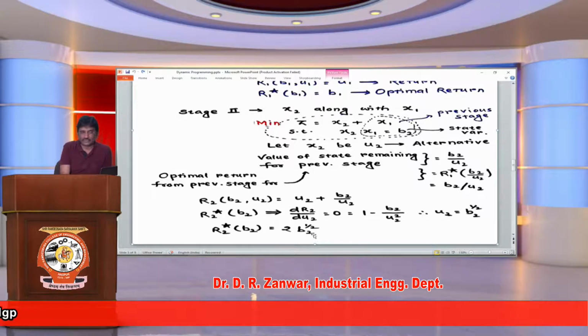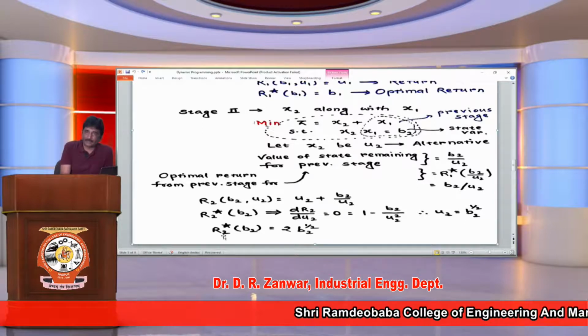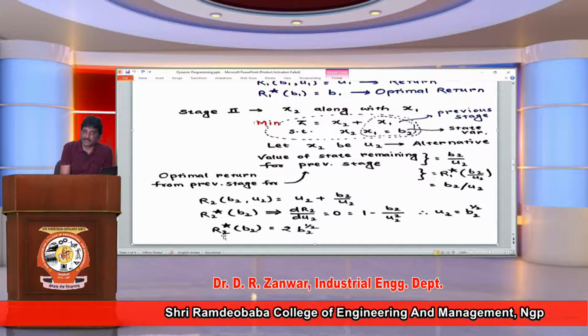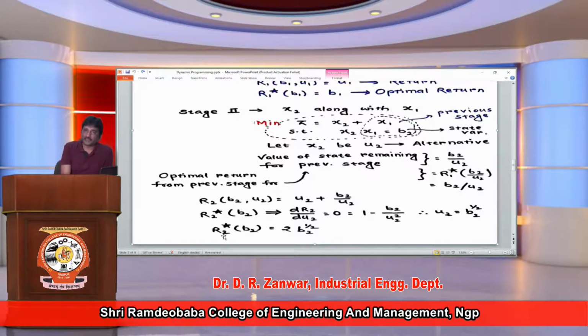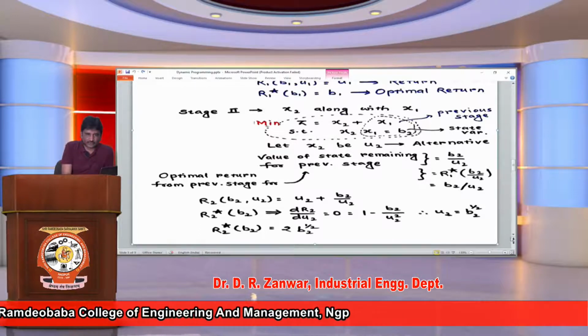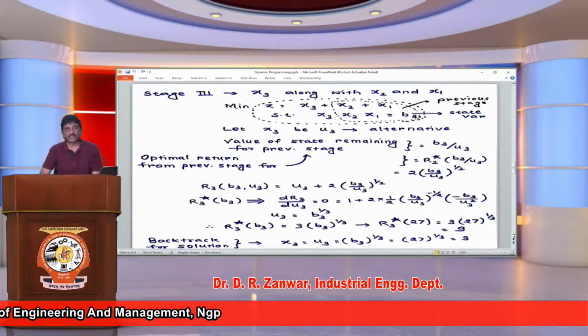So this gives us the way of finding the optimal return in the second stage for any parameter past b2. How do we find the optimal return for the second stage? It will be twice the square root of the parameter past, right? Now let's go to the third stage, stage 3.